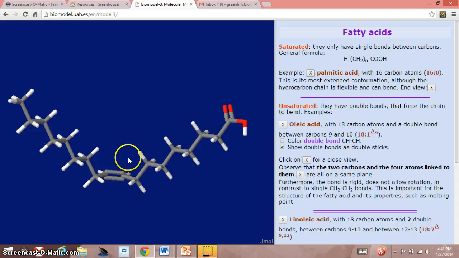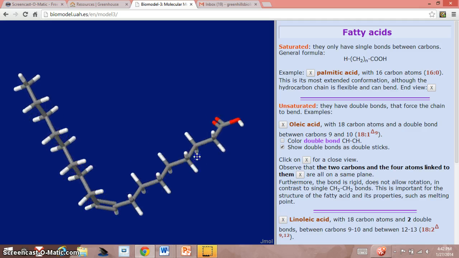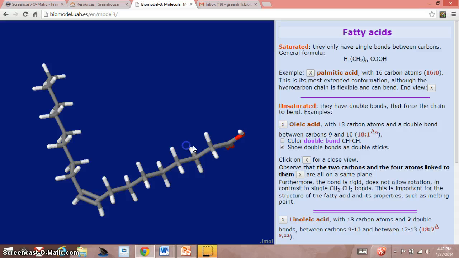Right now, again, we're looking at the chain. We're not looking at the carboxyl group. All right, then it says study the molecule, and then as specifically as you can, we're looking at oleic acid now. This is the one we're looking at, and it says describe the shape of the hydrocarbon chain. So you have to describe what shape this is.